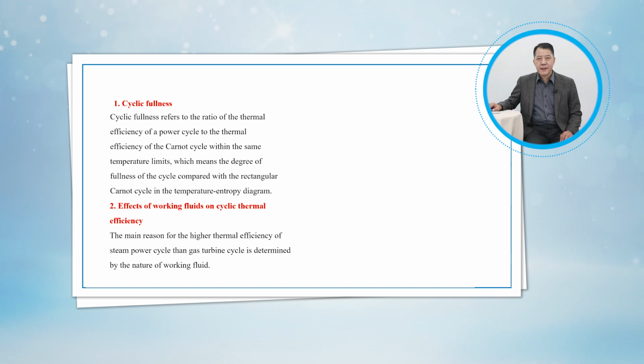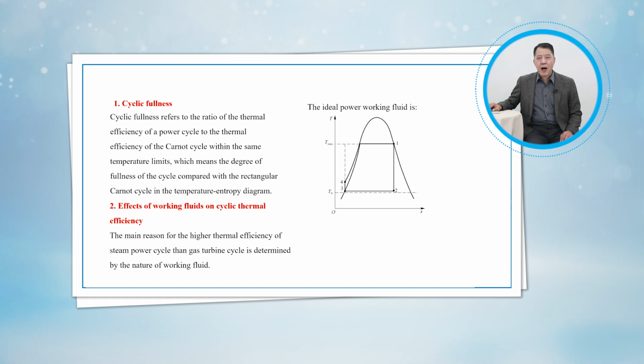Secondly, let's talk about the effects of working fluids on cyclic thermal efficiency. The working fluids have strong effects on thermal cycle efficiency. The main reason for the higher thermal efficiency of steam power cycle than gas turbine cycle is determined by the working fluid. The ideal power working fluid should have the following characteristics.